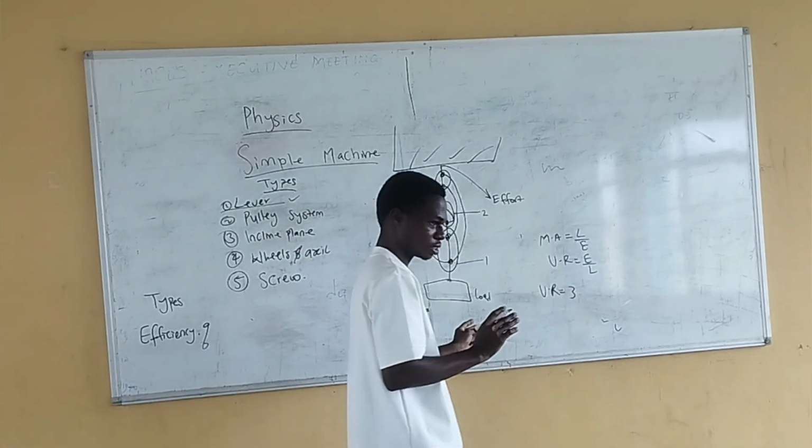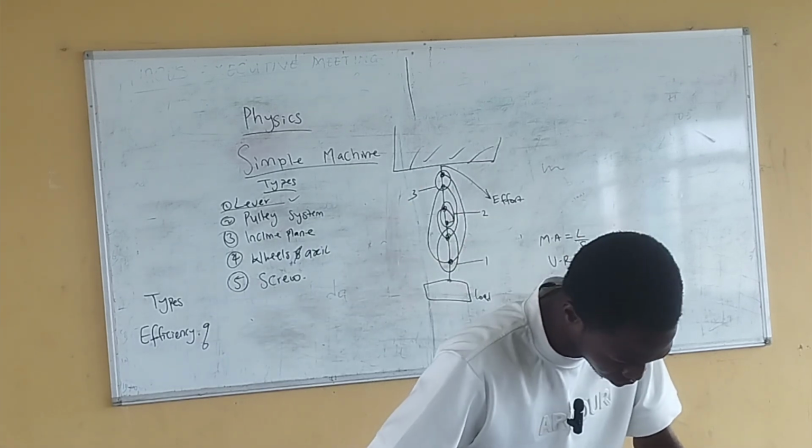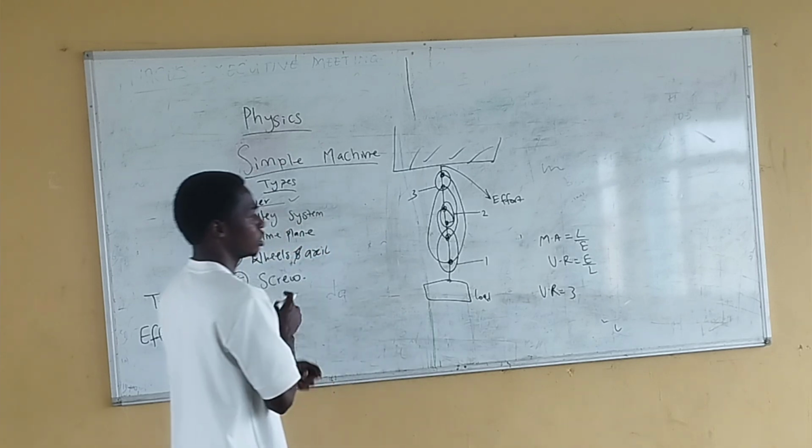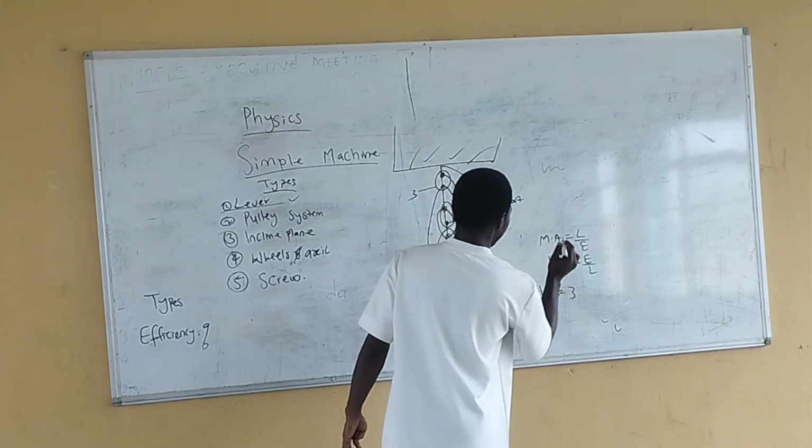Here, 3. You get it? The number of 1, 2, 3 is the velocity ratio. So they don't even tell you about velocity ratio at all. When they are giving the question, they don't say velocity ratio is this. They say you can calculate the efficiency. They just go straight to the point and tell you if this is this, find effort.